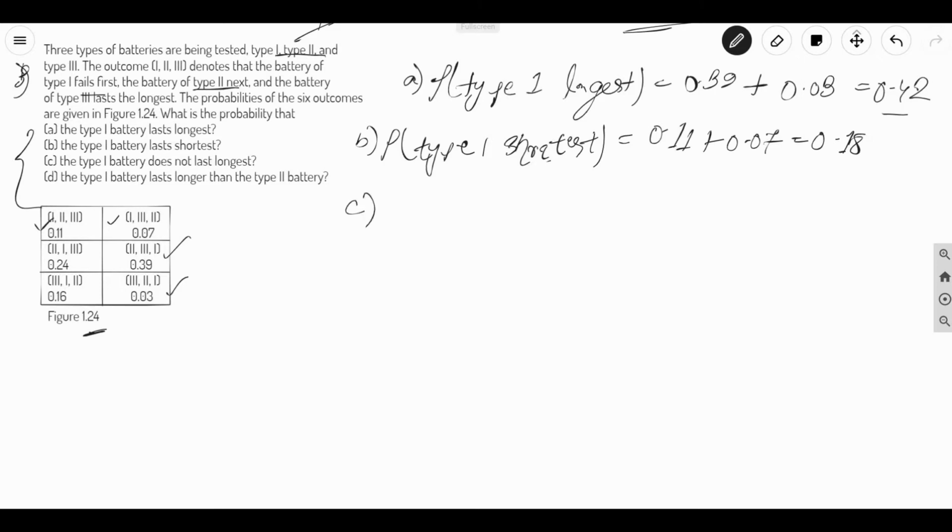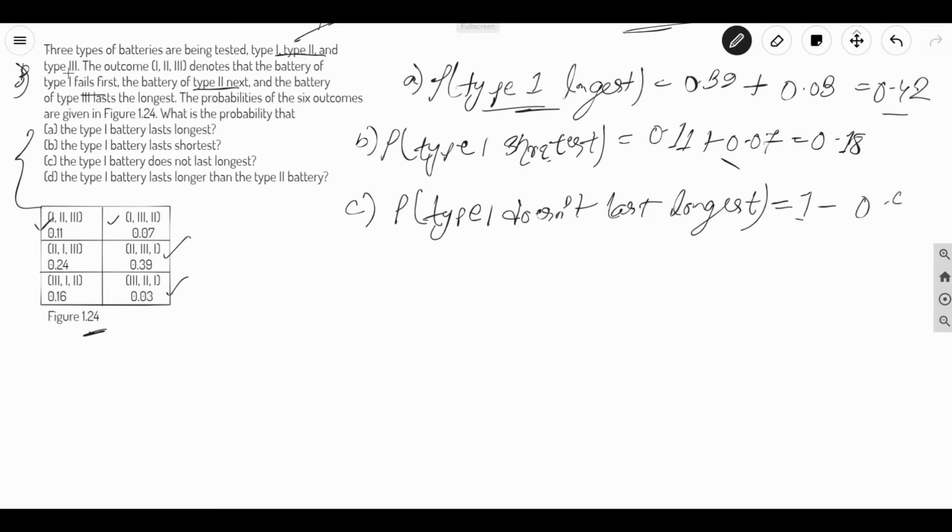Number C: the probability that type 1 battery does not last longest. Does not last longest generally indicates that it might fail first, or it might be in position 2. So we can easily find it by subtracting from 1 the probability that it lasts longest, 0.42. So we get 0.58. We don't need to go back to the table for that.